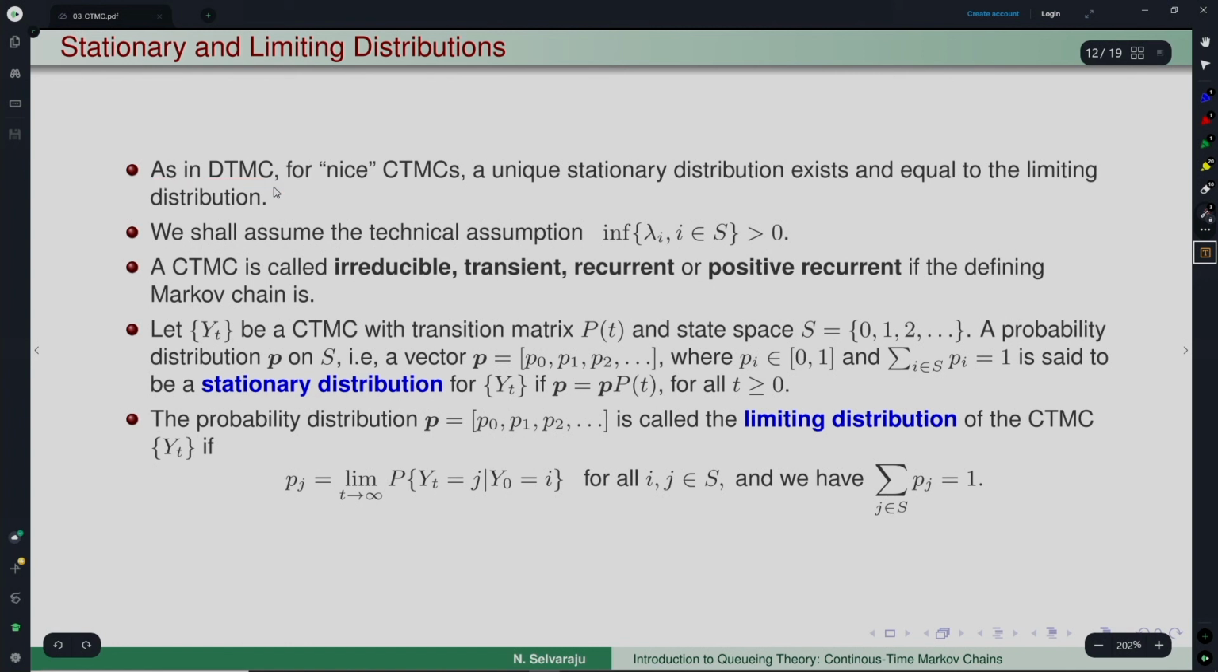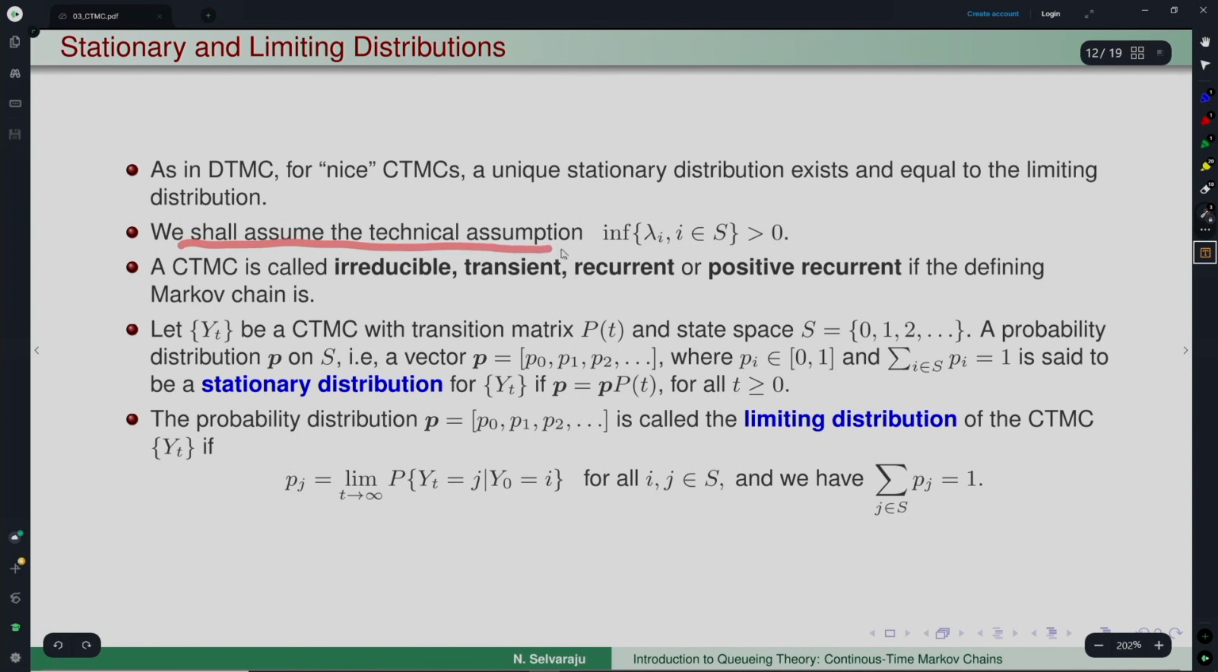As in the case of a discrete time Markov chain, for some nice CTMCs, and we know what it means to say that it is a nice CTMC, almost the same thing is going to happen in CTMC. A unique stationary distribution would exist, and that equals the limiting case. That is what ideally we would like to have. To do that, we shall make the technical assumption that each of these lambda i's is strictly greater than 0. So the lambda i equal to 0 case, which is basically the absorbing case, is what we are excluding here by this technical assumption. Already you know that this is bounded, we have made it.